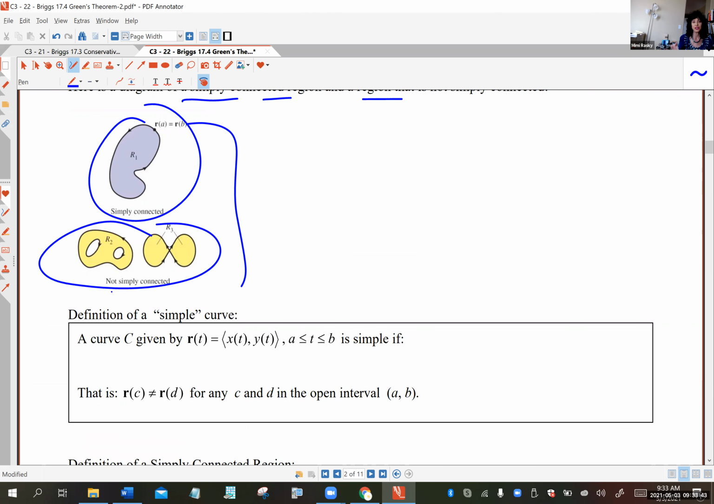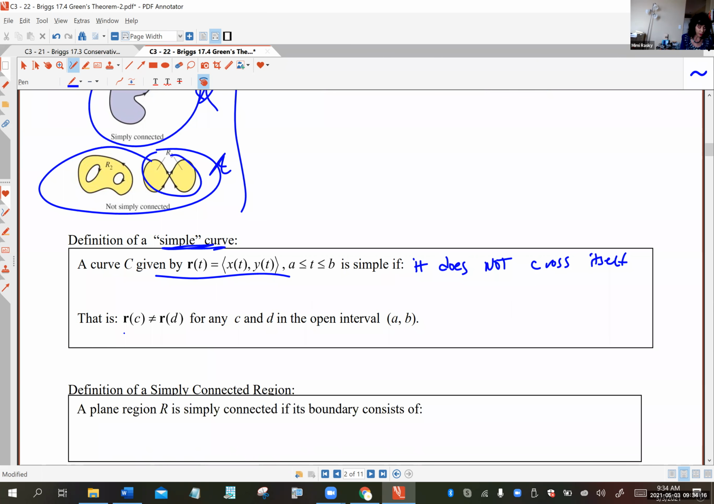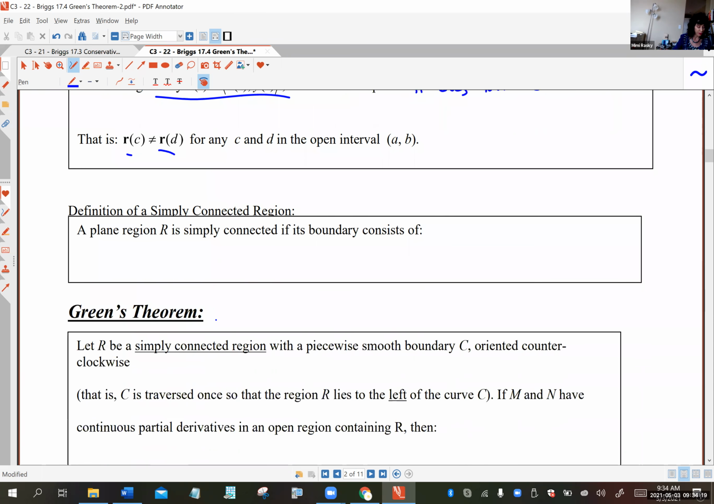So how do mathematicians technically do the definition? Because pictures don't qualify as a definition in math. So how do you say what you see here using words? Aha, it's not so easy. So we're going to do a couple definitions. First, simple curve. If you have a vector valued function, it's simple if it does not cross itself. And you'll notice in one of those not simply connected regions, this guy crosses himself. That's a curve that crosses over itself. So we don't want r(c) to equal r(d) for any c and d in the open interval.